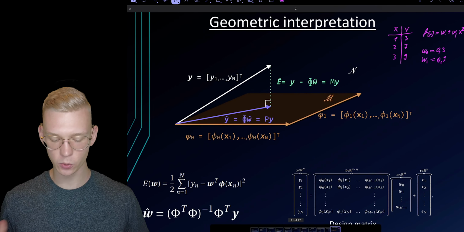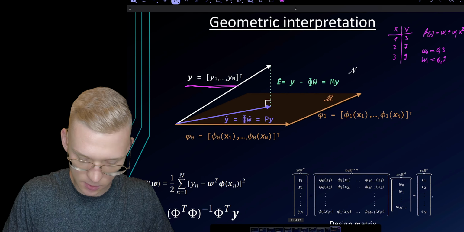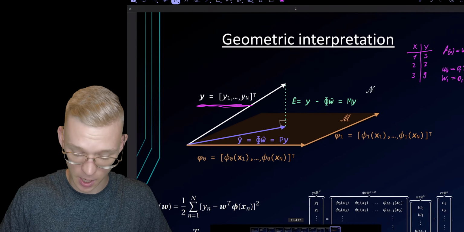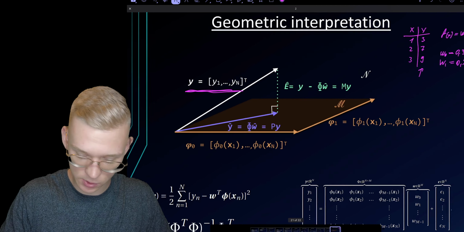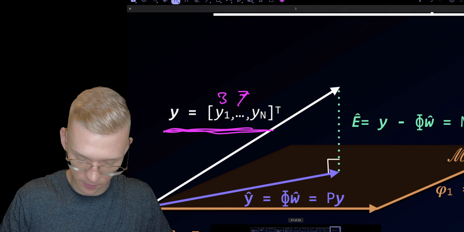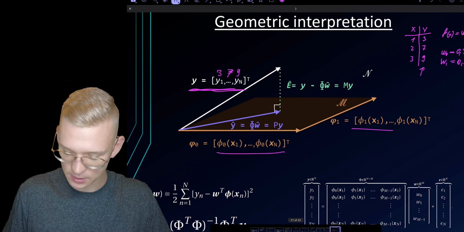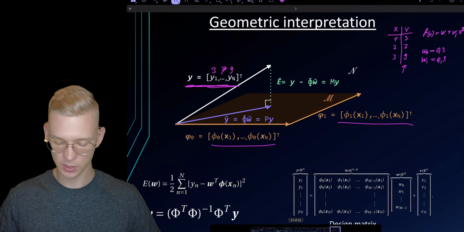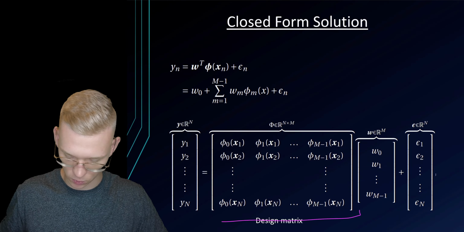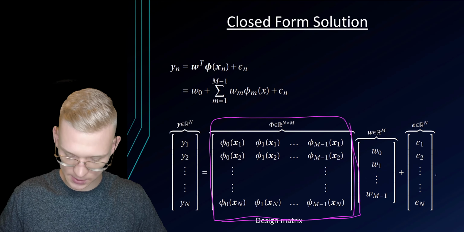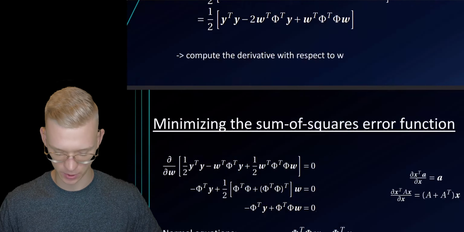Now we can ask how it actually looks. Our observed values y1 to yn are 3, 7, and 9, and these are our basis functions that we chose in the design matrix. Let's have a look at our design matrix. The design matrix was this one. It shows what is happening with our x's if we insert them into our basis functions.